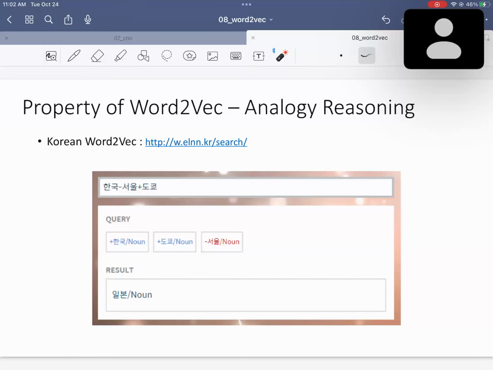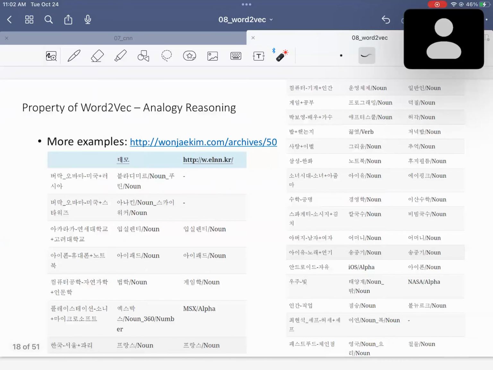So you can do things like this. This is coming from a private blog from Wonjae Kim. Wonjae Kim is now a researcher in Naver. So this was his demo back in, I don't know, 2015, when he was a grad student or maybe undergrad student. So shout out to him. Very interesting operations here. Barack Obama minus 미국 plus Russia will give you Vladimir Putin. So, nice.